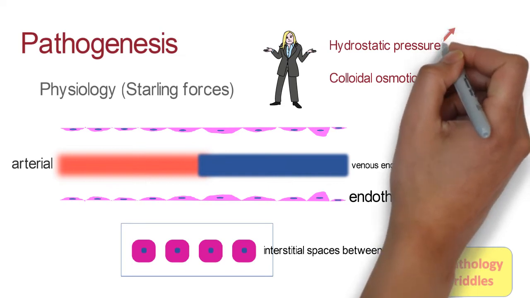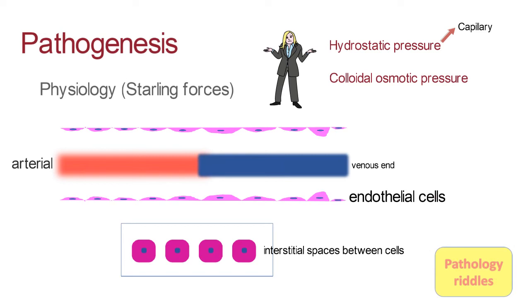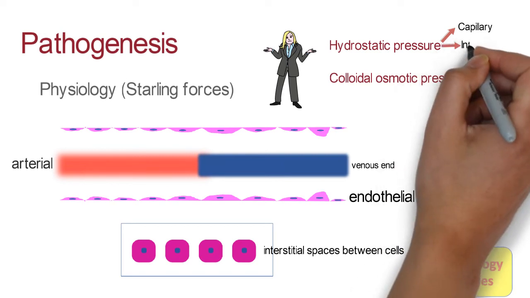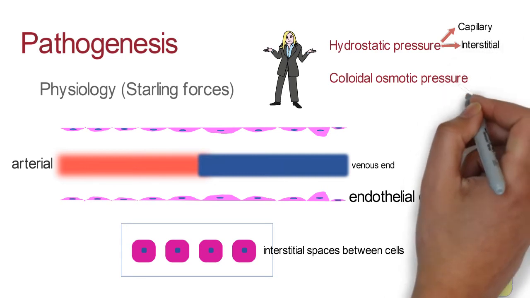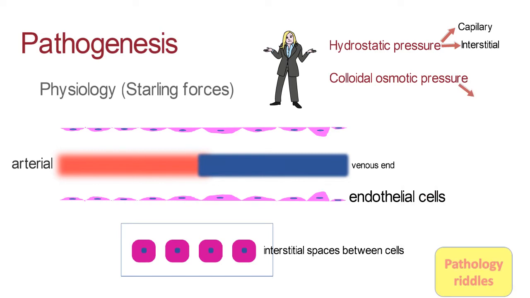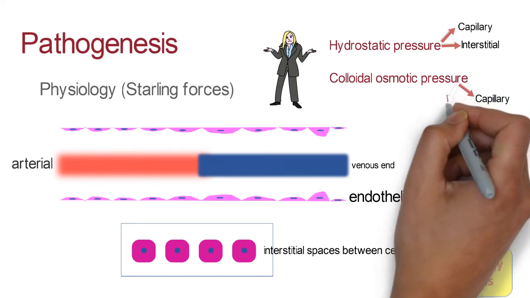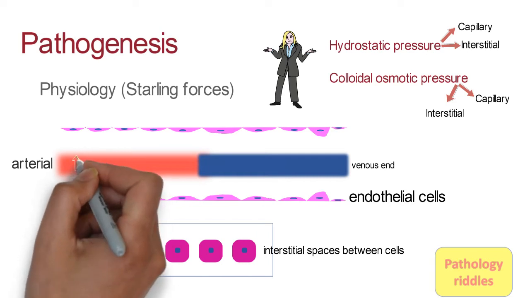The hydrostatic pressure in the capillaries is called capillary hydrostatic pressure. The hydrostatic pressure in the interstitium is called interstitial hydrostatic pressure. The colloidal osmotic pressure in the capillaries is called capillary colloidal osmotic pressure. And the colloidal osmotic pressure in the interstitium is called interstitial colloidal osmotic pressure.